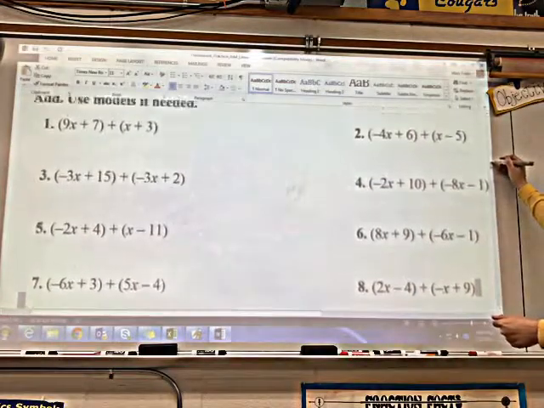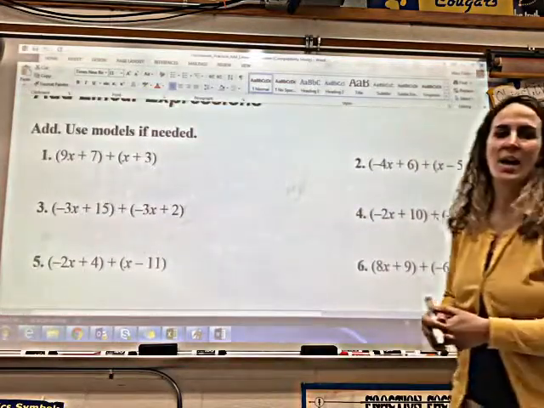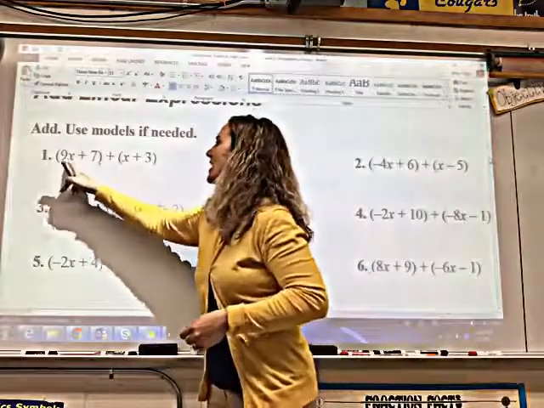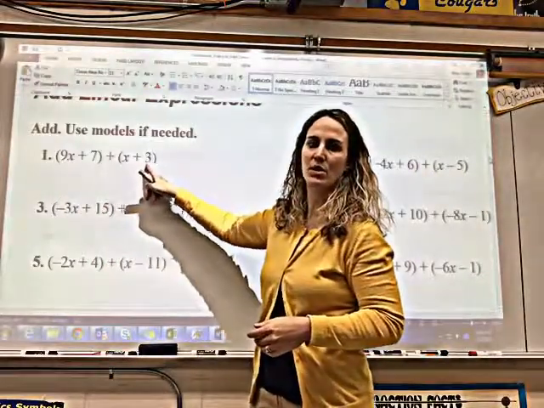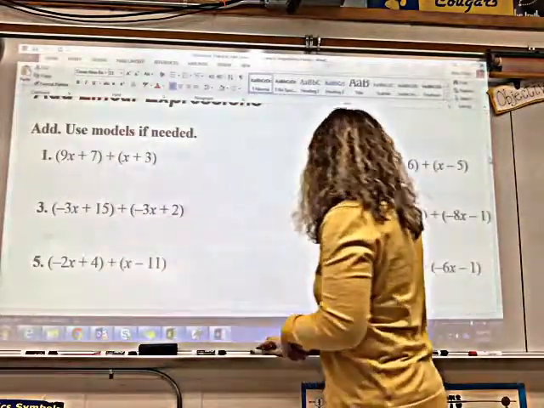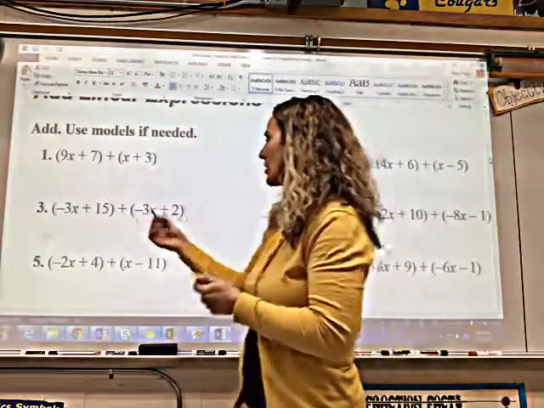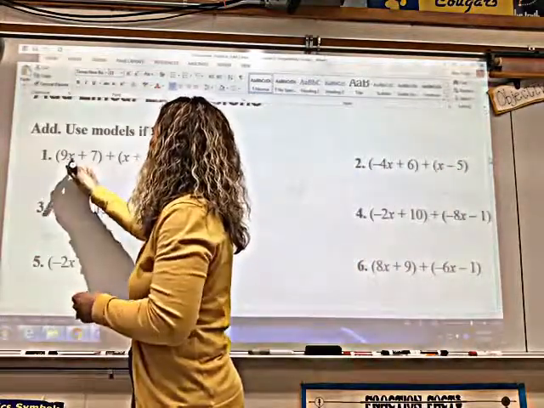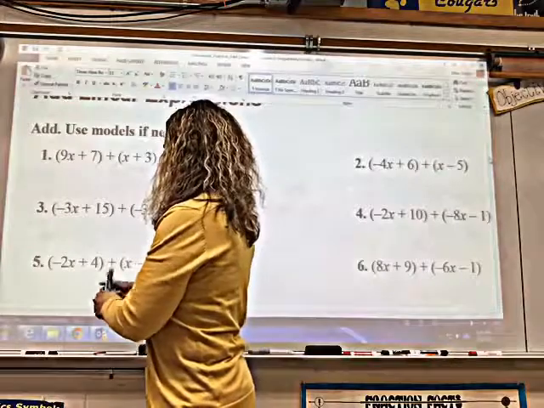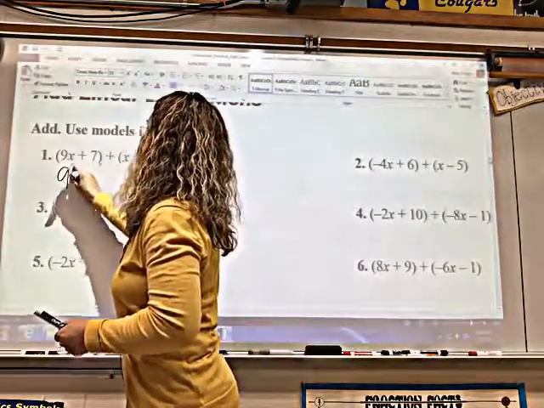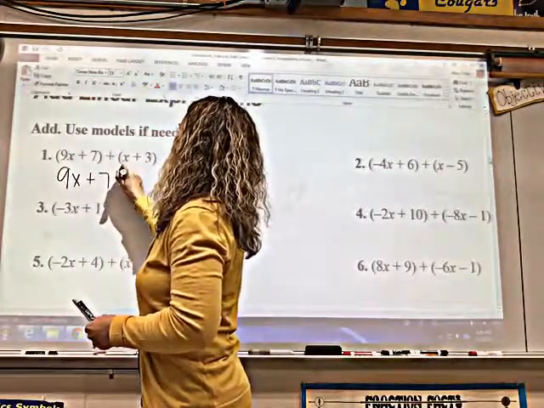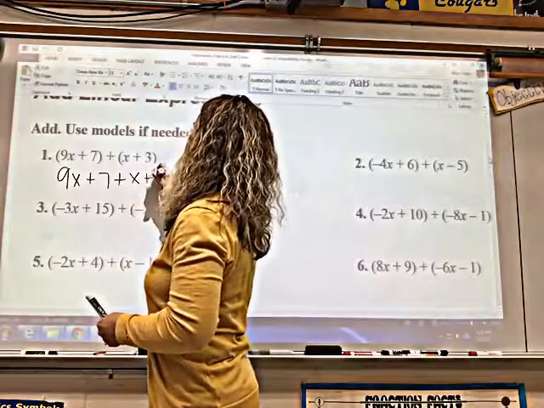Okay, so I'm going to start at the top here with number 1. As I take a look at number 1, we have 9x plus 7 plus x plus 3. Again, if I'm working with this one, what I'm going to do is just rewrite it as 9x plus 7 plus x plus 3.